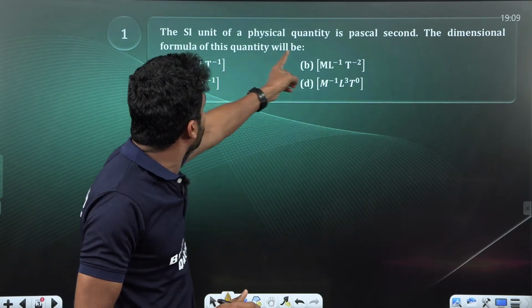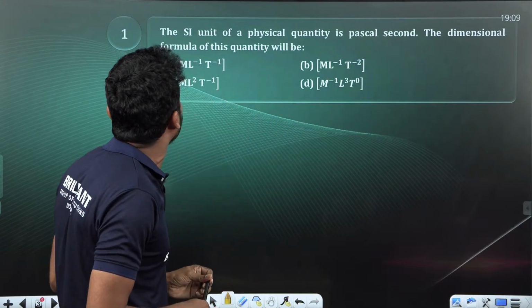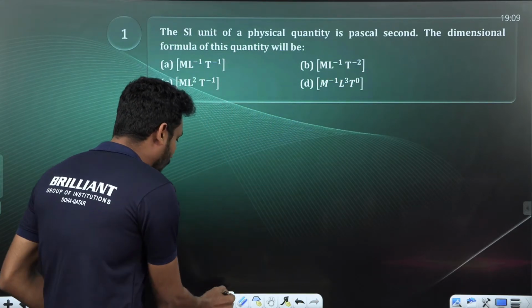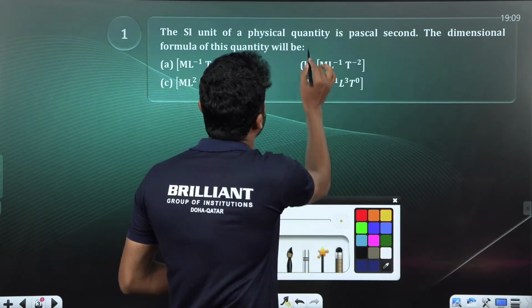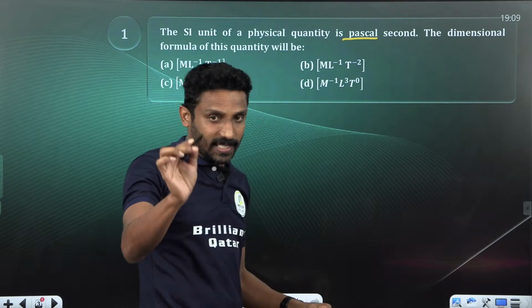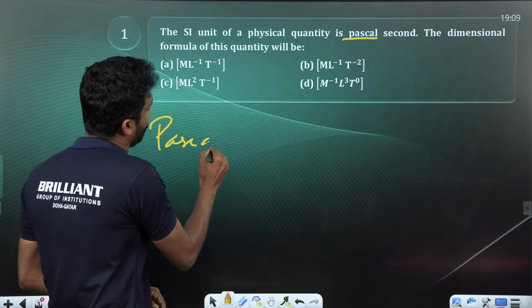The SI unit of a physical quantity is Pascal second. Then what is the dimensional formula of this quantity? We have the SI unit given here, Pascal second. We know the SI unit of pressure is Pascal.